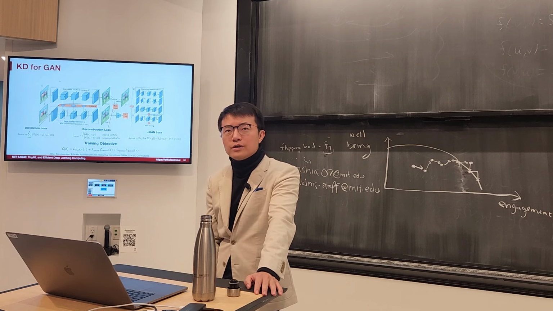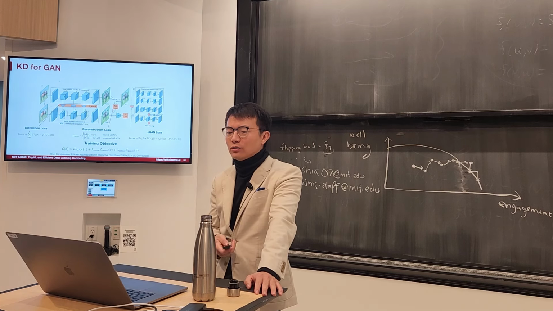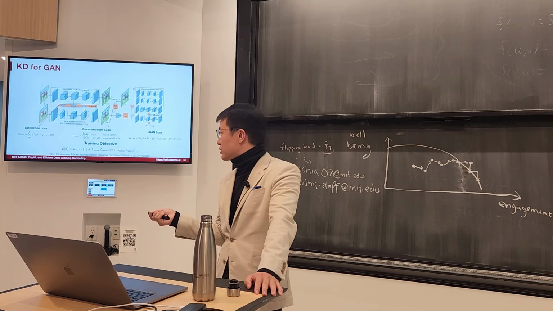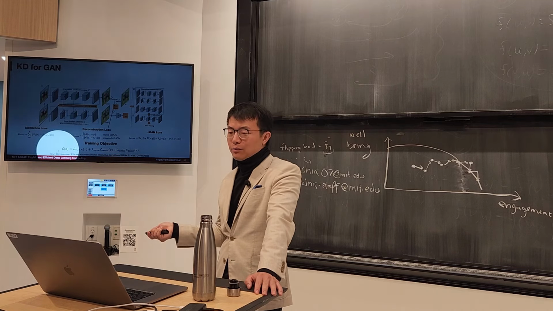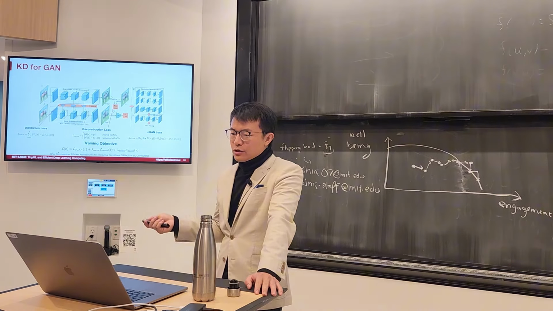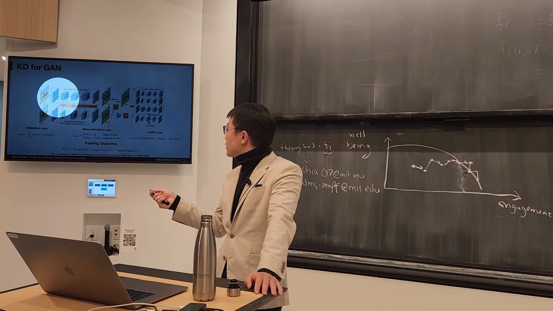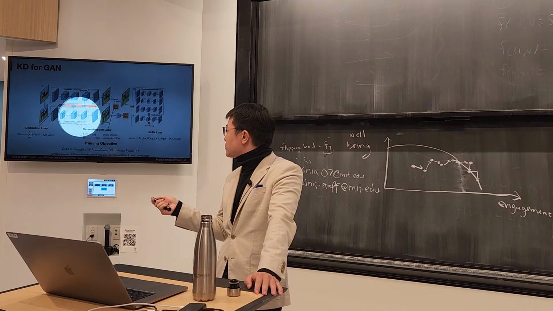We can also use this distillation loss to compress GAN models. I used knowledge distillation for GAN models in this work we did a couple of years ago, 4 years ago actually, called GAN compression. So we have 2 models. Here we have a teacher model, here we have a student model.